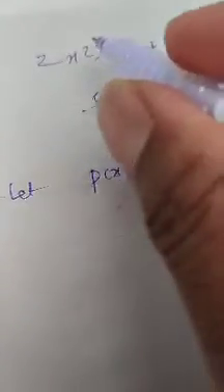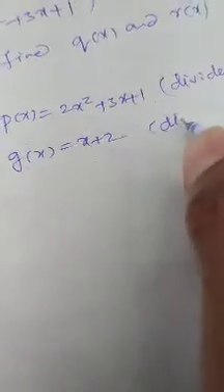So degree is 2 here, this has the greatest degree, so I am taking p of x as the dividend. p of x is the dividend polynomial, and g of x, that is x plus 2, is the divisor.